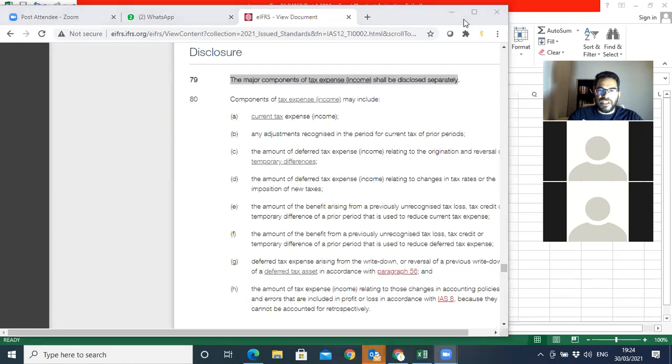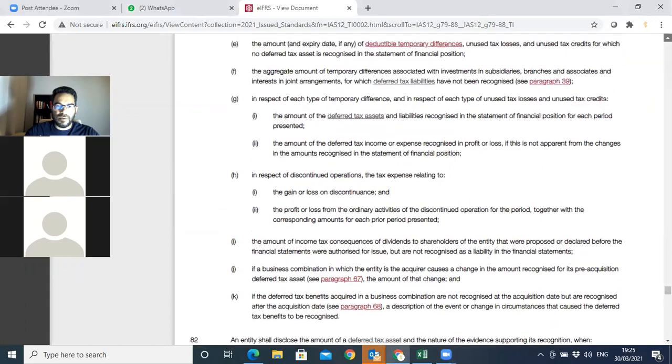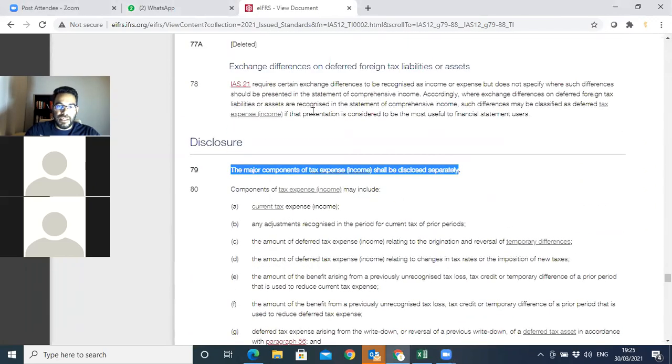So can you see the IFRS? Hello. The green screen is gone. It was on the screen now, but not anymore. Okay. So you must read, eh? Make sure you read the standards.